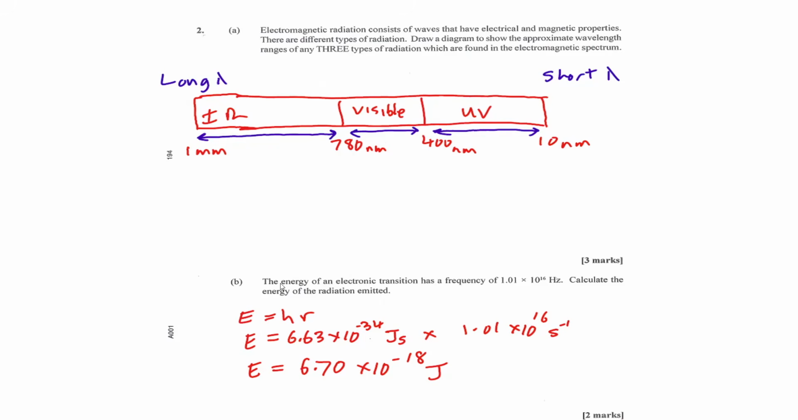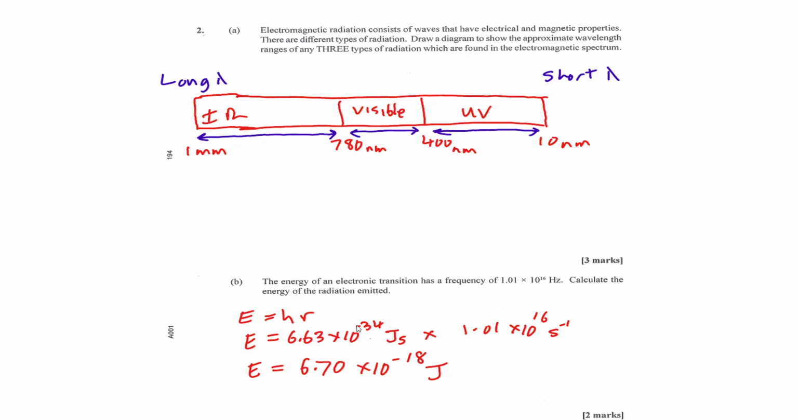Part B. The energy of an electronic transition has a frequency of 1.01 times 10 to the 16 Hertz. Calculate the energy of the radiation emitted. So we're going to use E equal h nu, or v. Our small v here is nu, which is frequency. h represents Planck's constant, which is 6.63 times 10 to the minus 34 joules second. And of course, our frequency, which is Hertz, is the same as per second. So it's 1.01 times 10 to the 16 per second.